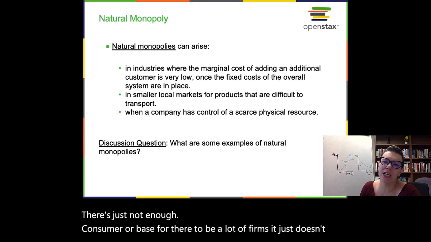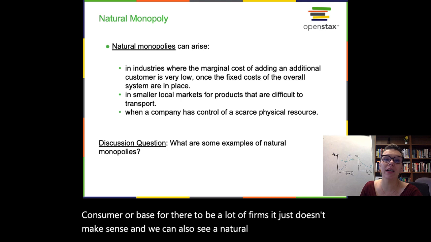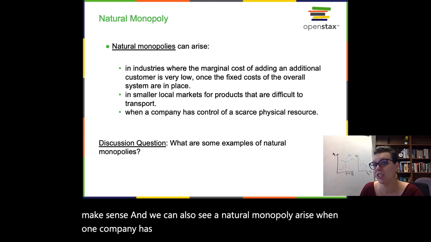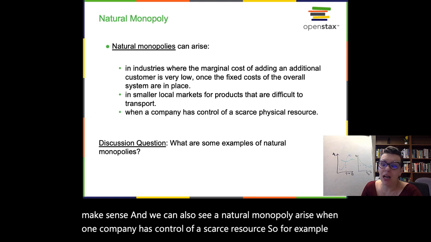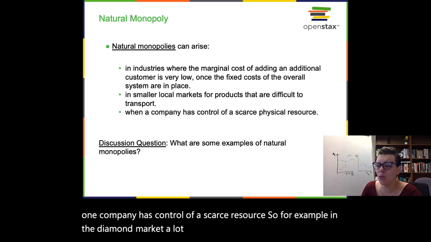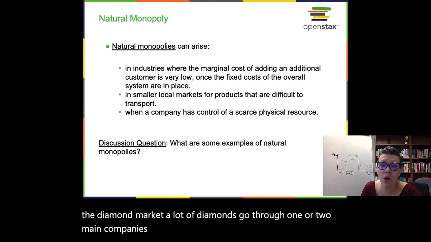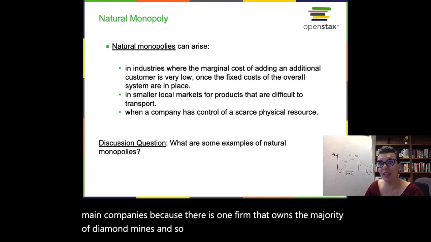And we can also see a natural monopoly arise when one company has control of a scarce resource. So, for example, in the diamond market, a lot of diamonds go through 1 or 2 main companies because there is one firm that owns the majority of diamond mines. And so they have access to that rare input.